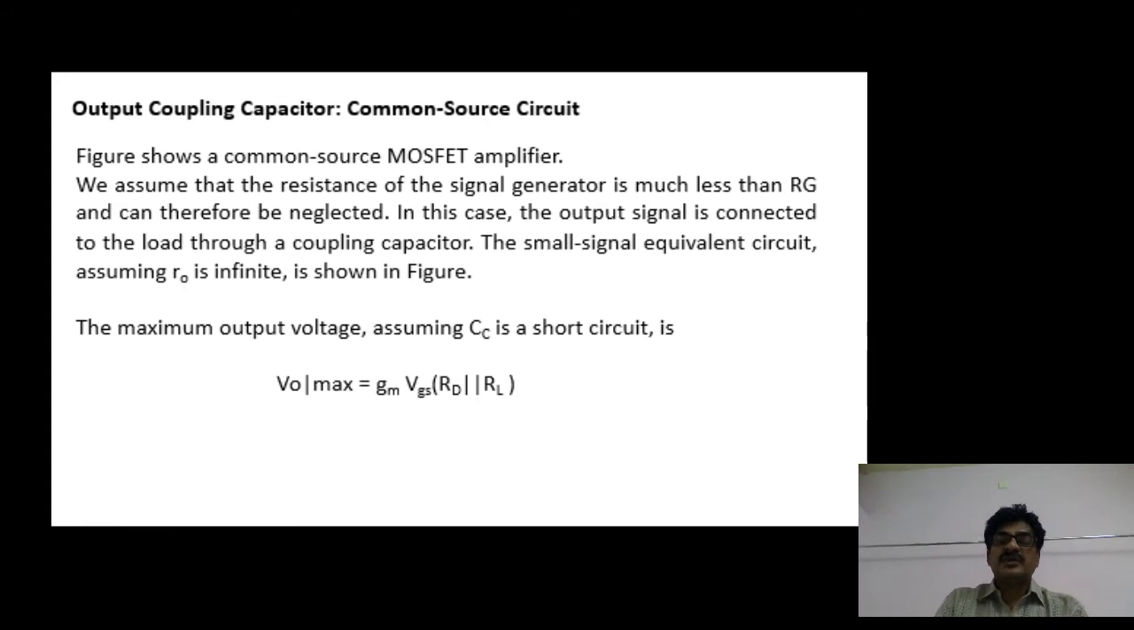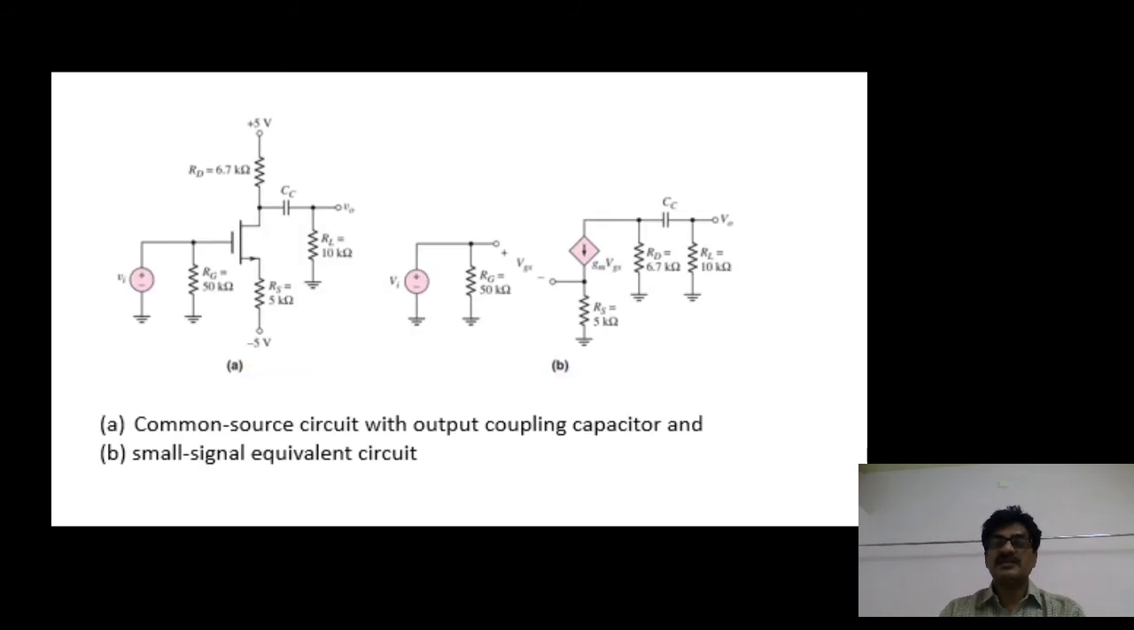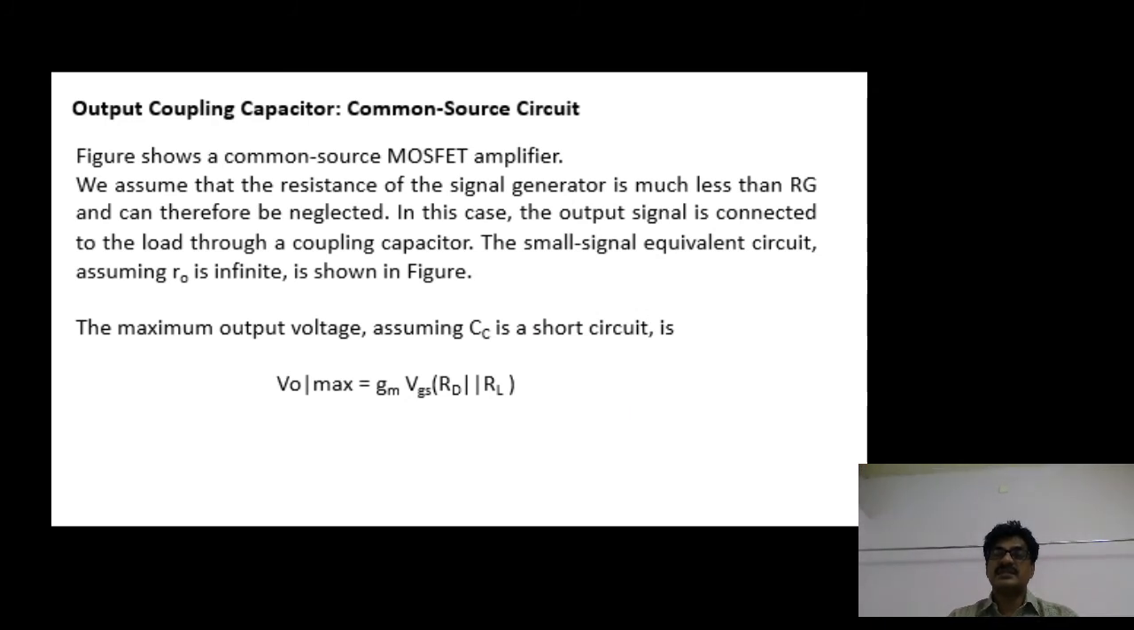Then coming to the effect of the output coupling capacitor. For this I am assuming a common source circuit, shown in the figure, with reference to a MOSFET amplifier. So this is the common source amplifier using a MOS transistor, and the corresponding equivalent circuit. If you observe clearly, the output coupling capacitor is considered.